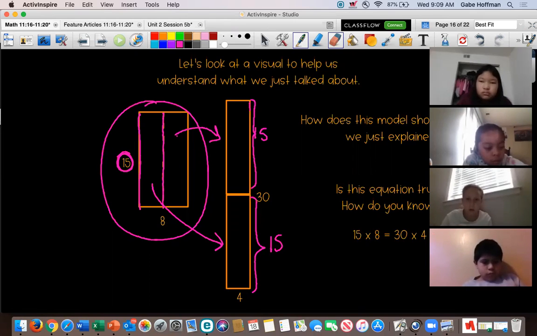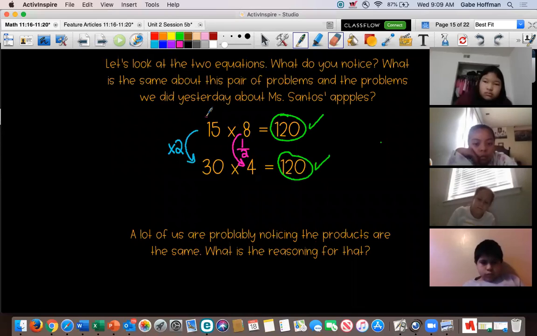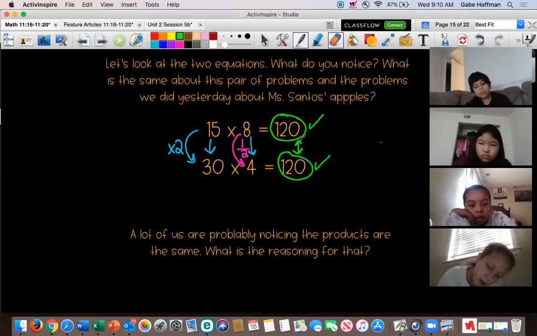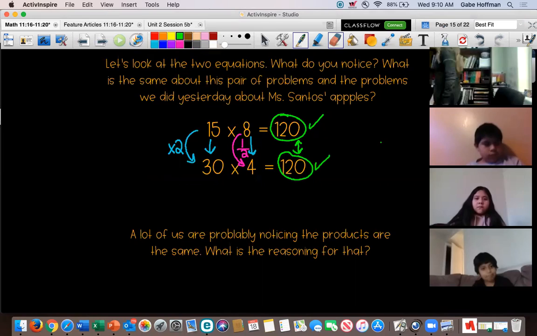Anytime we double one and we have the other one, what happens to our product? Let's go back to this slide. We doubled one factor, right? We doubled our 15 to 30, and we have our 8 to 4. What happened to our product? Jonathan, what happened to our product? It stays the same. It's equal. Yep. Thank you. So anytime you double one factor and halve the other one, it stays the same.